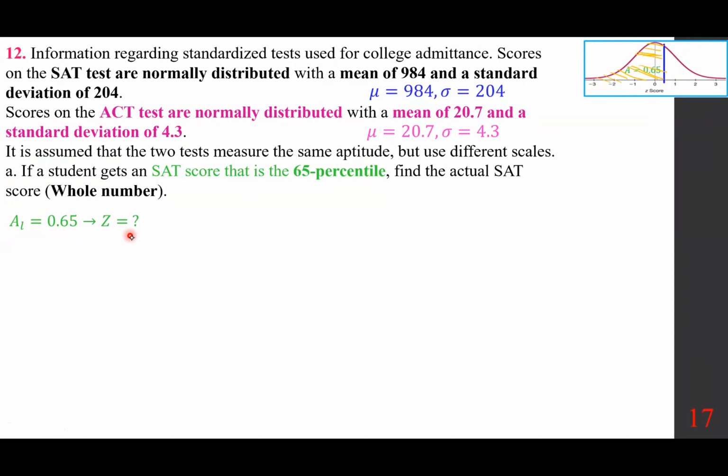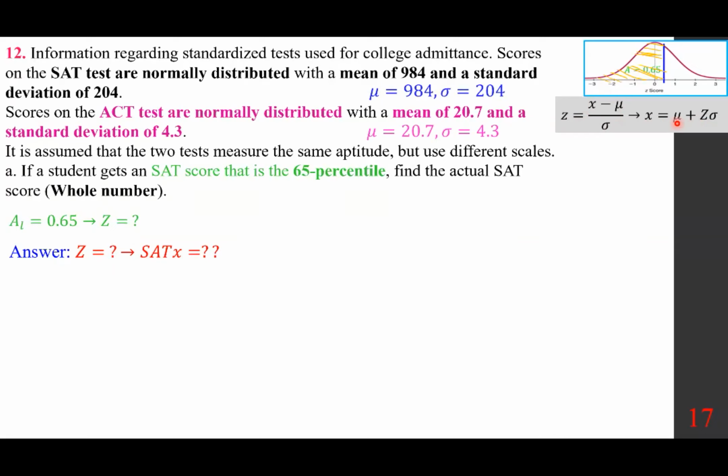We need to find the z score, and we know z is x minus mu over sigma, and we can go through the process and find the score that we are looking for. So z is what? Find the SAT x. That's really the process that we are going to work on. And remember, by the way, that z is x minus mu over sigma, and if you do the cross product, x becomes mu plus z sigma. We're going to use that one. So z is x minus mu over sigma, x is mu plus z sigma. That's what we are looking for.